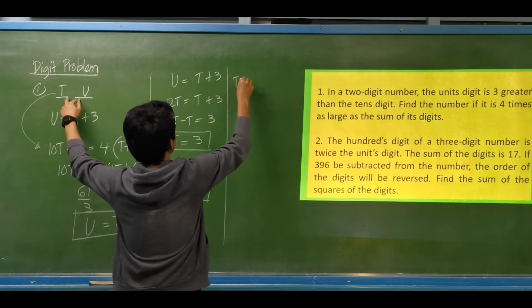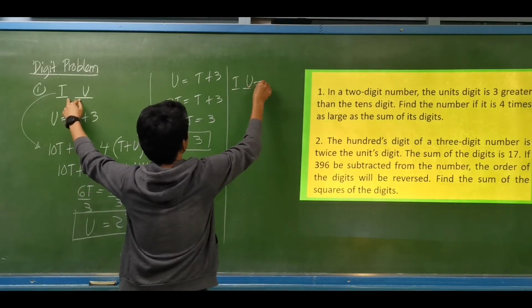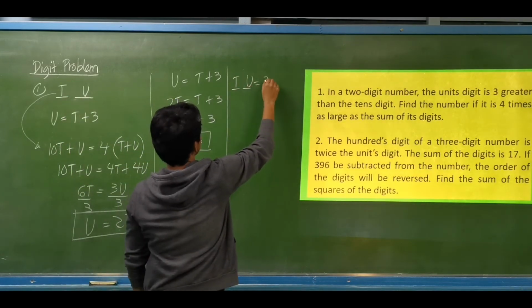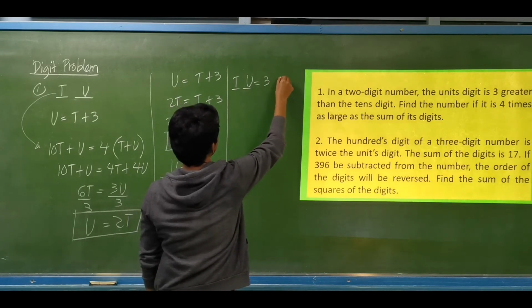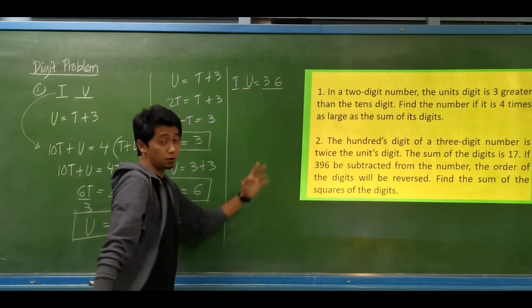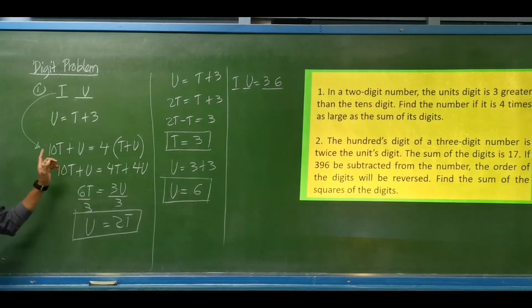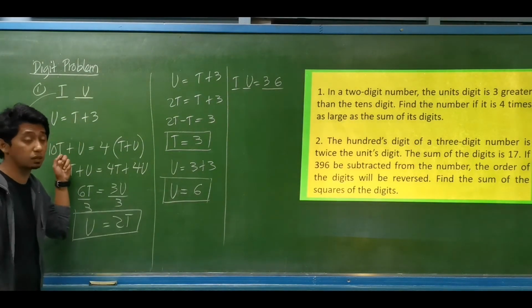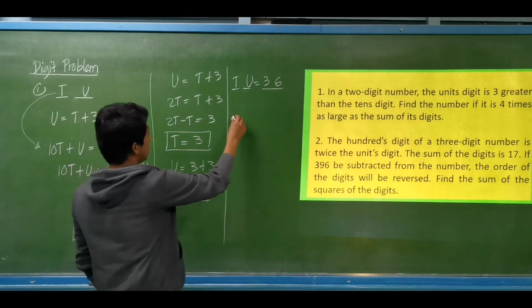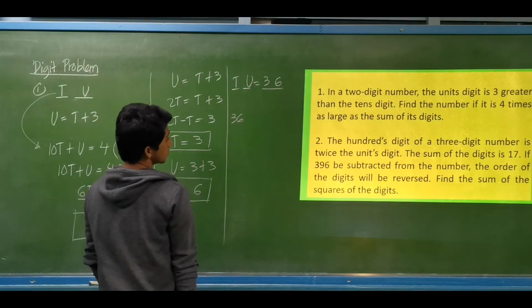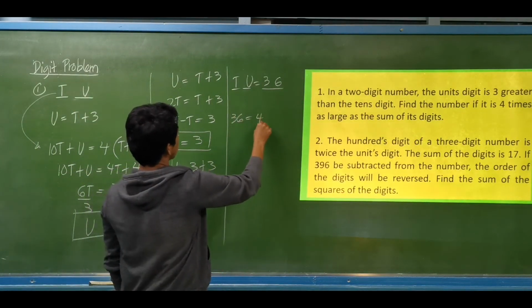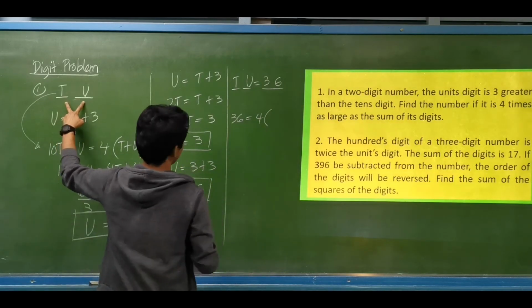The actual number, tens and units: the tens digit is 3, the units digit is 6. Therefore, our 2-digit number is 36. You may check this on our statement. So according to the problem, is the number equal to 4 times the sum of the digits?